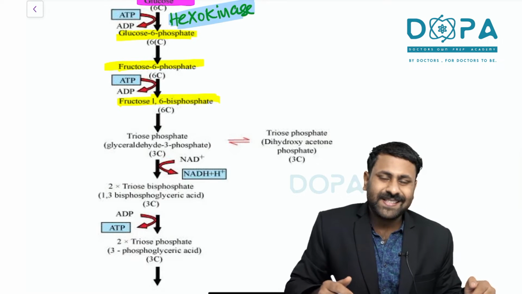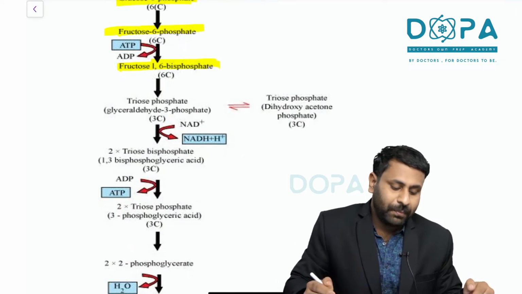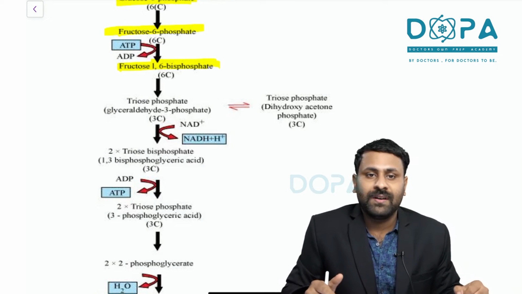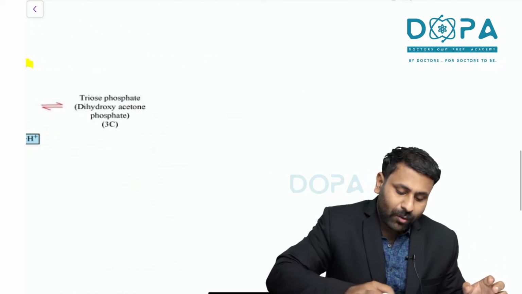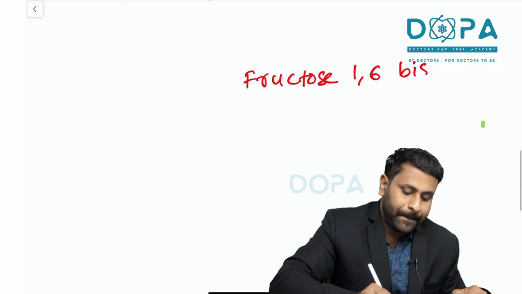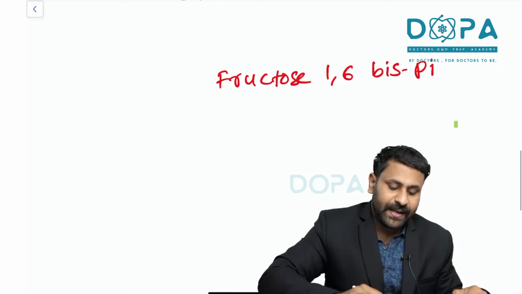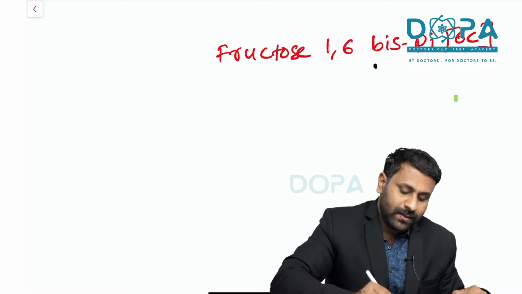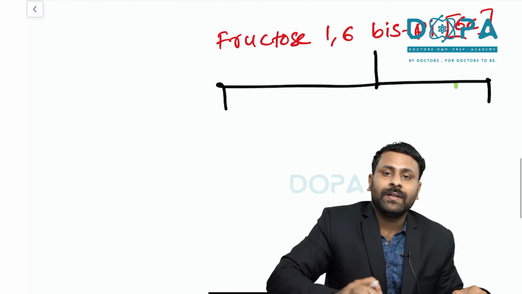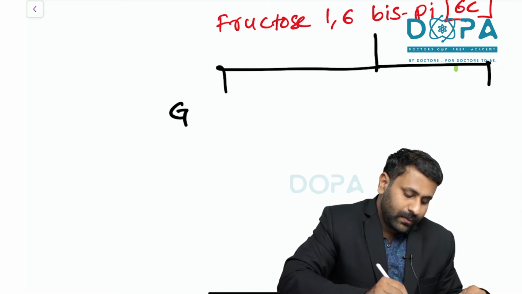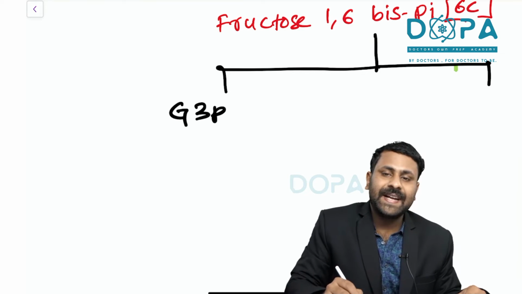During the next step, fructose 1,6-bisphosphate splits into two 3-carbon compounds. Fructose 1,6-bisphosphate is a 6-carbon compound. Here P means phosphate. It is a 6-carbon compound and it splits into two 3-carbon compounds. The first compound name is G3P, that means glyceraldehyde 3-phosphate.